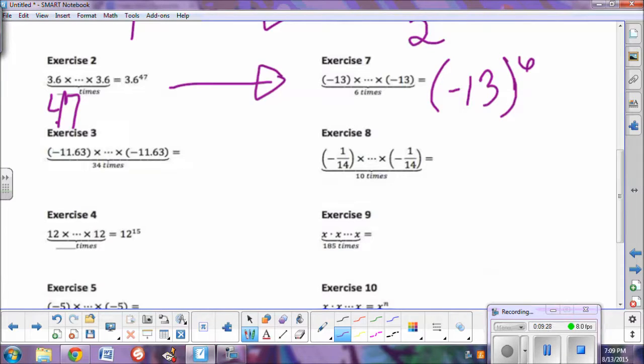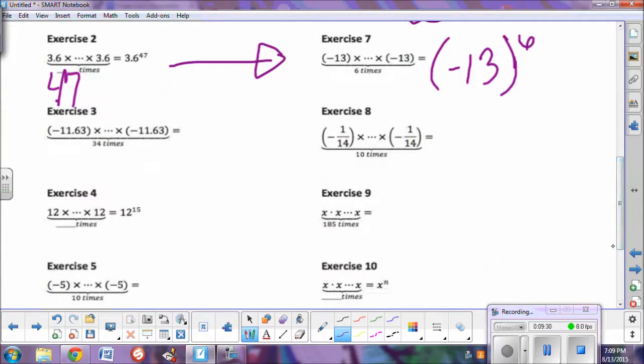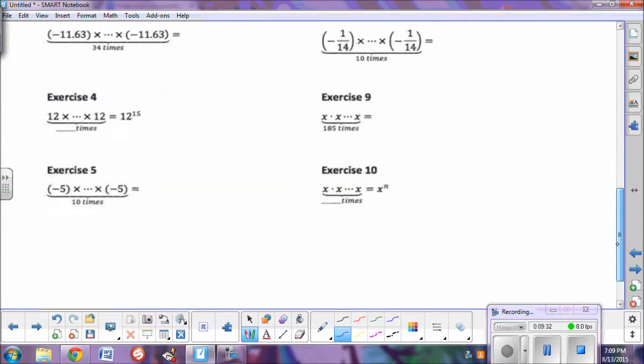Okay. We'll do a couple more here. Let's jump down to number 10. Number 10 looks a little bit different. Instead of having a number, we have letters. We have x times itself, or x to the n power. So how many times would we have multiplied x? What is our exponent here? Our exponent is n. N times. N could be any number. We could pick any number to represent n.